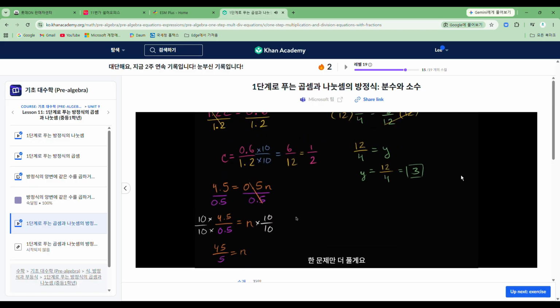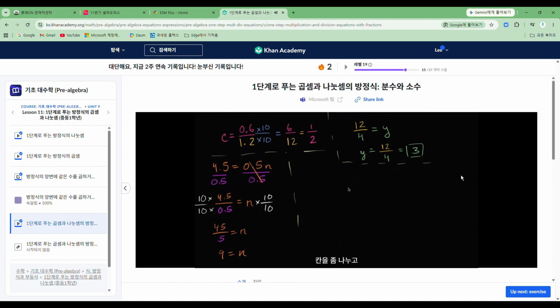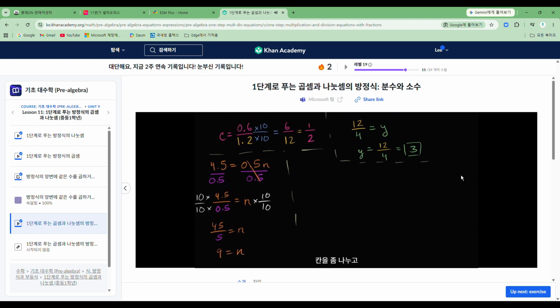Let's do one more, because once again, I can't stop. All right. And let me get some space here so we can keep the different problems apart. So let's have a different variable now. Let's say we have g over 4 is equal to 3.2.